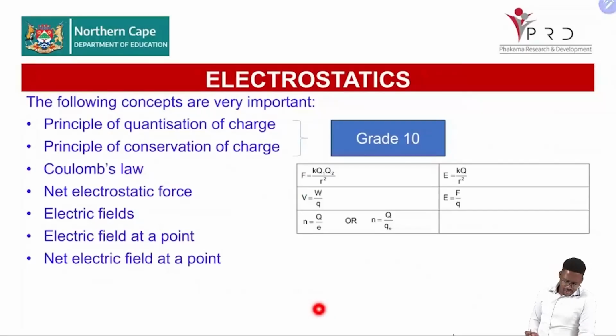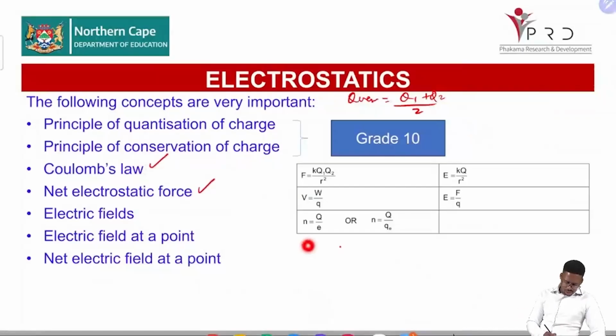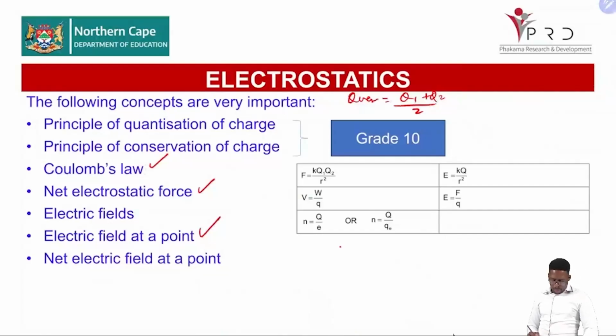Electrostatics. And then here we are saying that from grade 10, the principle of the quantization of charge and also the phenomenon of polarization, where as well we can have a new charge. Charge 1 and charge 2, they are brought closer together, they're in contact, and they separate. Once they've separated, we'll have a new charge. Because we'll use the formula Q new is equal to Q1 plus Q2 over 2, and this will give us a new charge. Grade 11, you did Coulomb's law, net electrostatic force, electric field at a point.